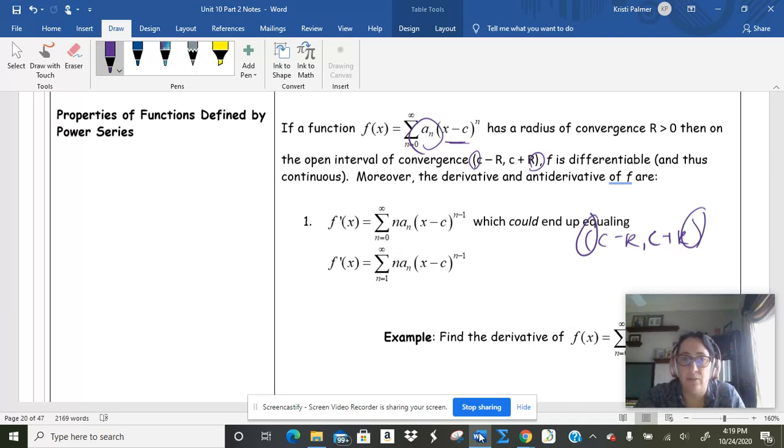So how do I take the derivative? Well, this a sub n part, we're deriving with respect to x. So the a sub n part's like a coefficient, and it just gets to go along for the ride, because that's what coefficients do. So the a sub n part goes along for the ride, and then I bring the n down and subtract 1.